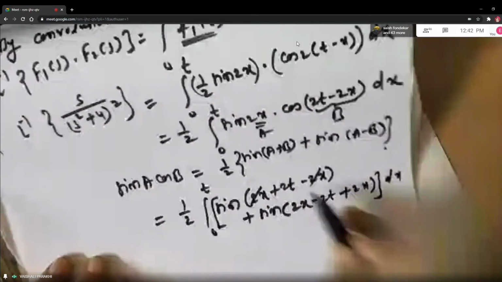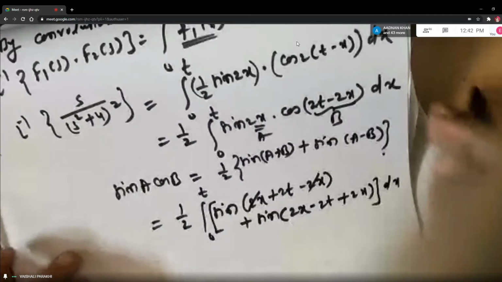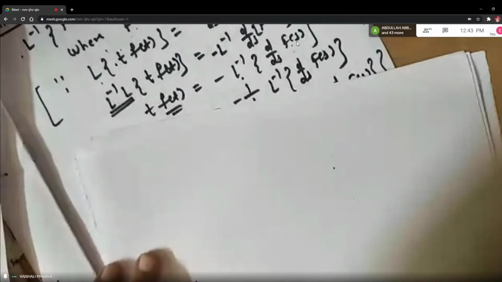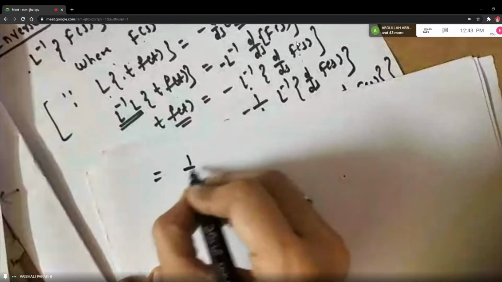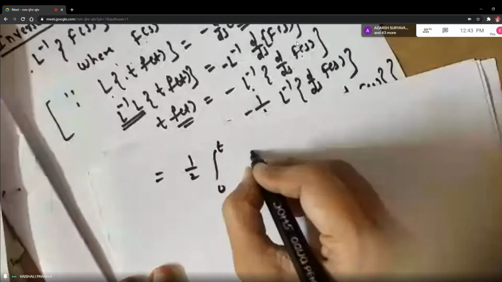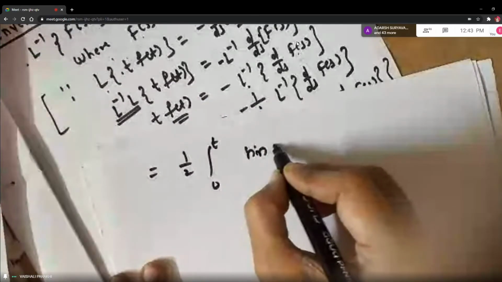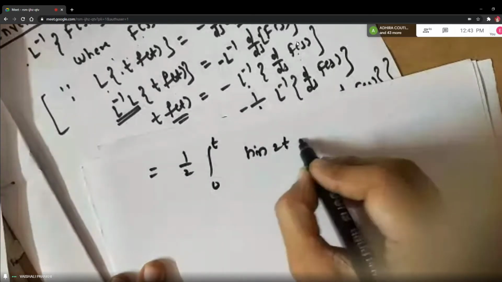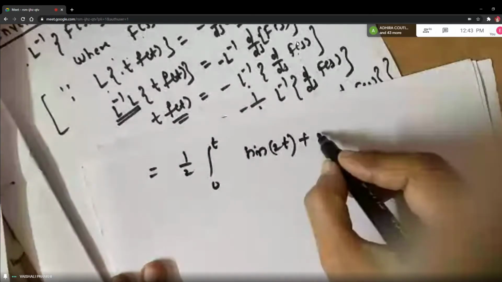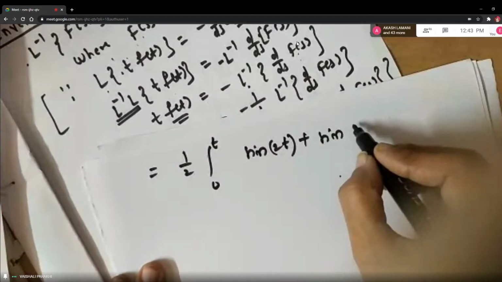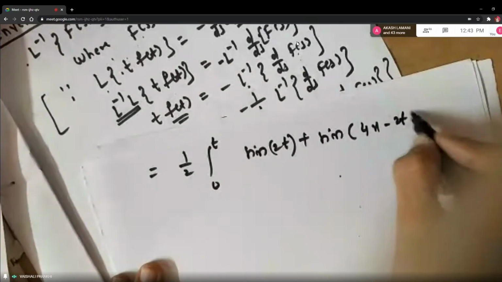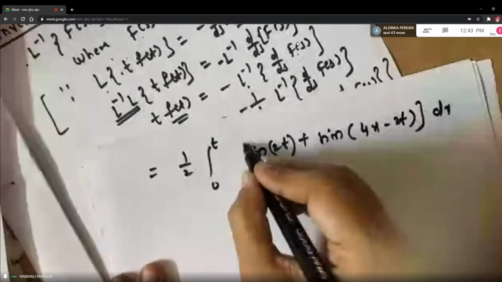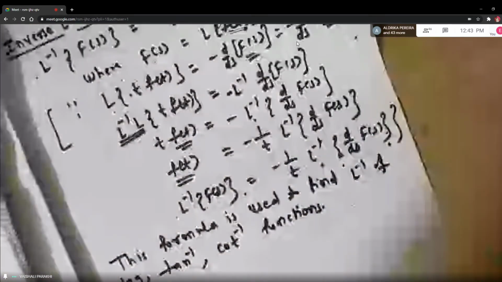Now in this bracket, 2x will go, correct? And what will remain? See, let me write on the other page. It will be 1 by 2, integral 0 to t, sine of 2t plus sine of 2x plus 2x is 4x minus 2t dx. Okay, students? Any doubt, you can ask me if you have anything which you have not followed.